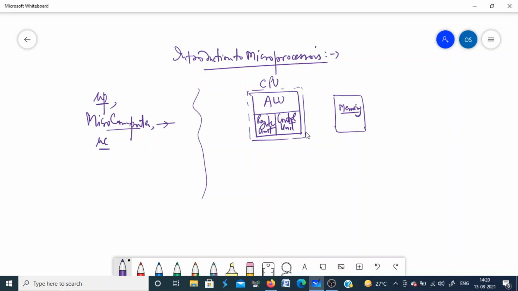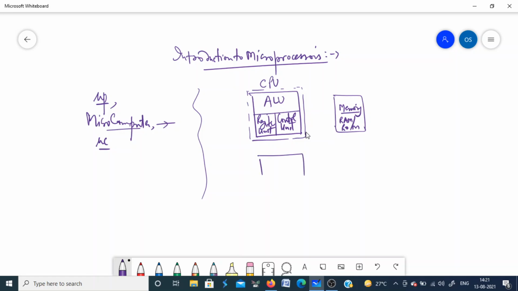So memory, we are talking here about the primary memory, not the storage devices like hard disks or your CDs, DVDs or pen drives. They are also memories, no doubt. They are storage devices, but they are secondary storage devices. The memory that we talk about here is the RAM and ROM, read-write memory and read-only memory, which are used to store the data and the instructions, or the data and the programs.